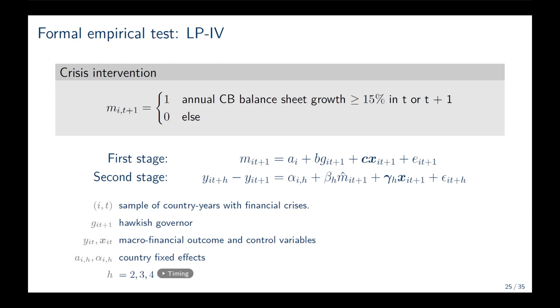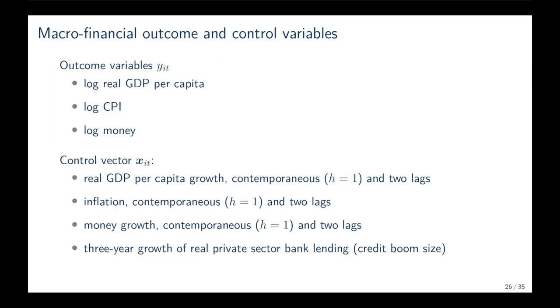Okay, so we're going to estimate the first stage, which is balance sheet expansion. There's going to be this variable here, whether you're a hawkish governor or not, and then a whole set of macro-financial control variables. On the second stage, we're going to use that as an instrument for the effect of the balance sheet intervention. And this Y_it here is going to be a local projection of the effects on GDP and other outcome variables after the intervention. We have country fixed effects. We have the usual control variables that I'm going to show you here.